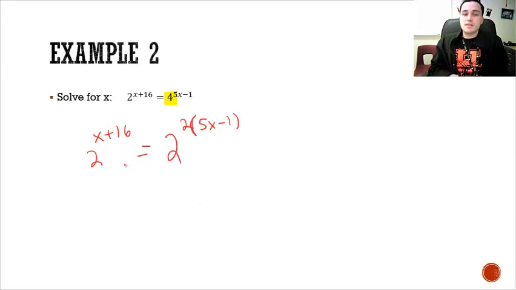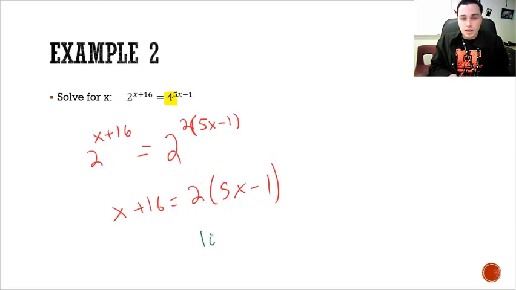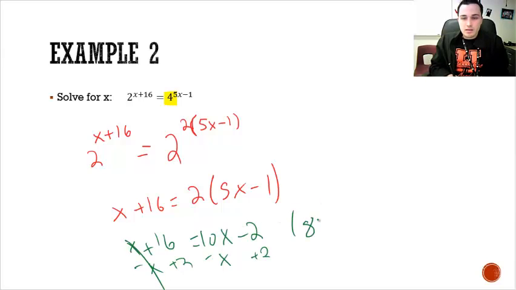And so now I've changed the base to make it match. Now all I have to do is set the tops equal to each other and solve it. So now I have x plus 16 is equal to 2 times 5x minus 1, and distribute the 2, and I get 10x minus 2 equals x plus 16. Minus x, add 2, what is that? Let's see, that's 18 equals 9x, so then x equals 2, because you just divide both sides by 9.